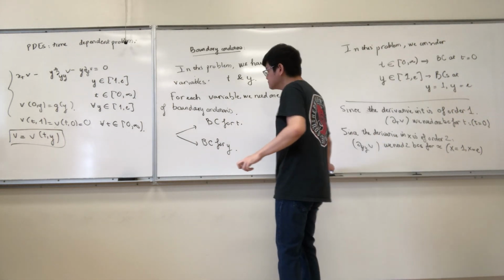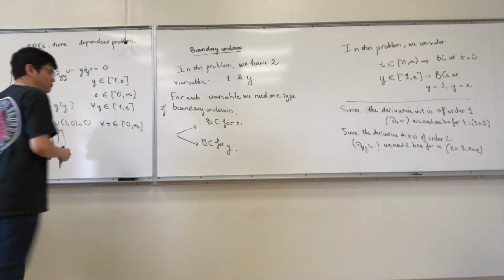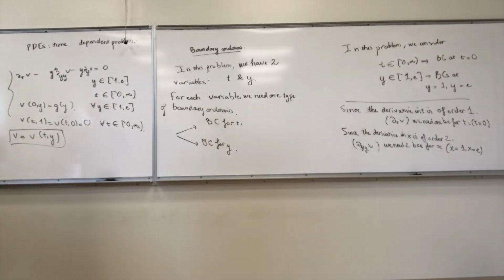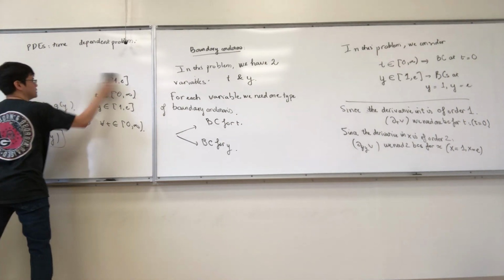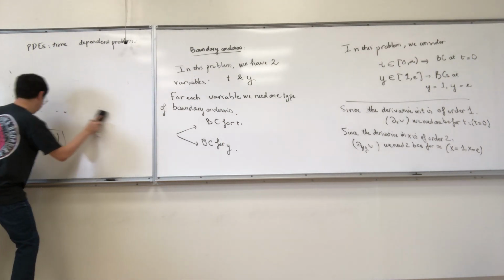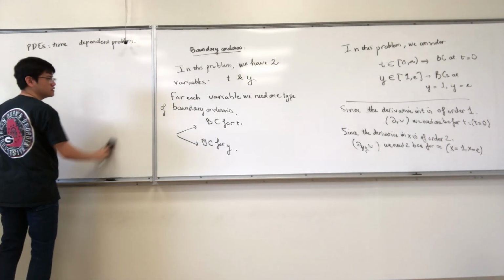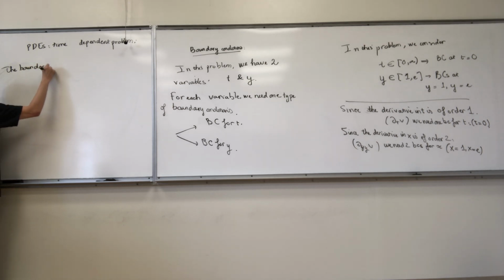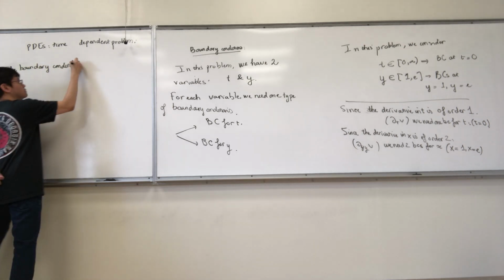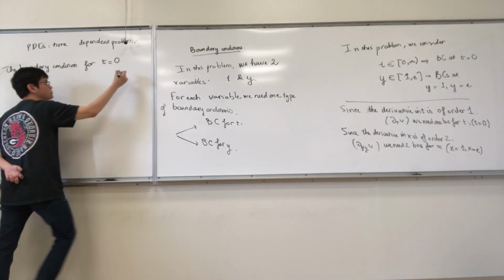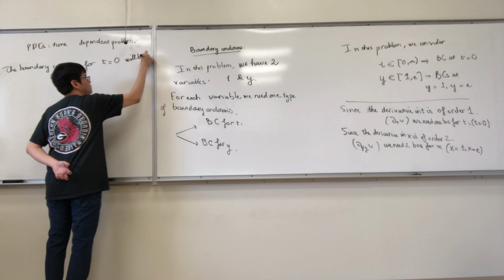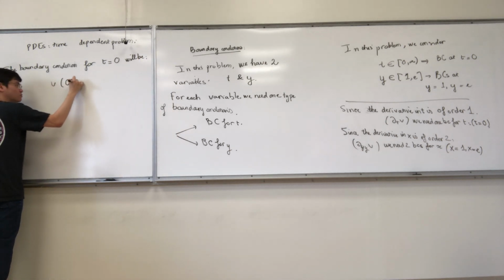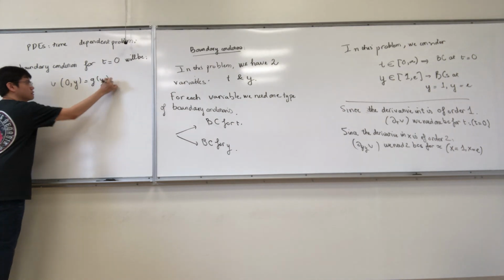Now suppose that we have the following equation. So the boundary condition for t to be 0 will be v of 0, y is g of y.